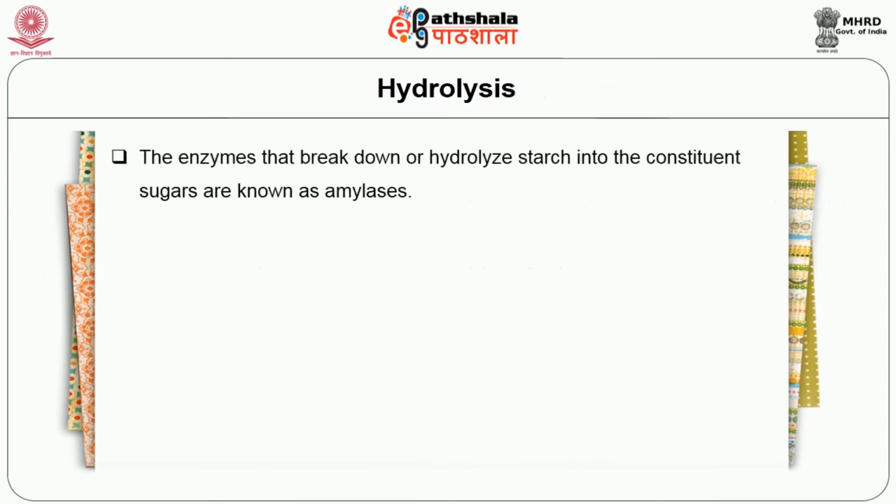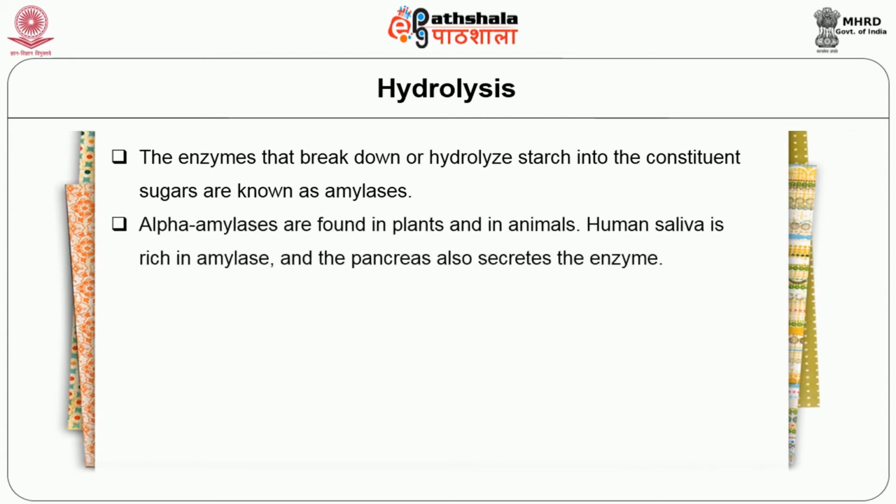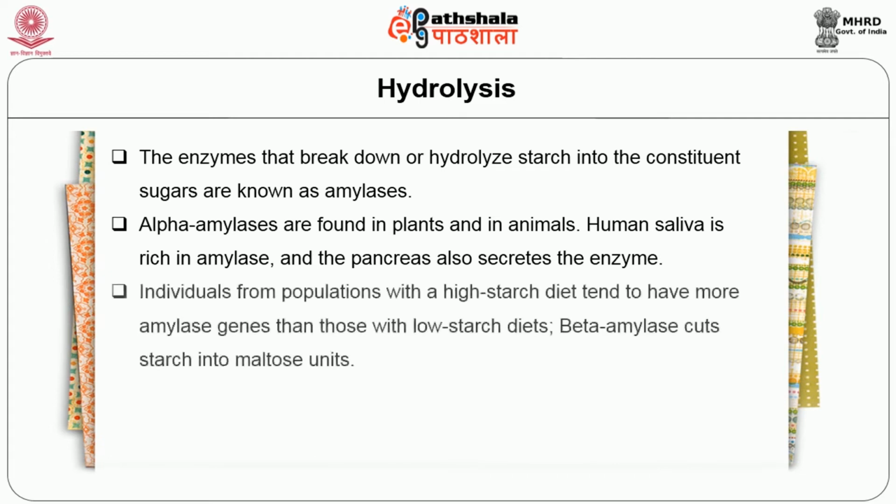Hydrolysis: the enzymes that break down or hydrolyze starch into the constituent sugars are known as amylases. Alpha amylases are found in plants and in animals. Human saliva is rich in amylase, and the pancreas also secretes the enzyme amylase. Individuals from populations with a high starch diet tend to have more amylase genes than those with low starch diets.